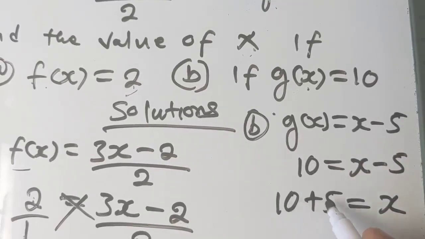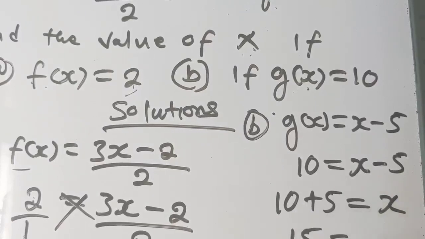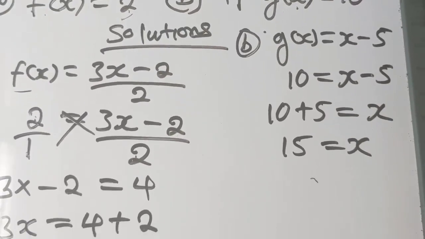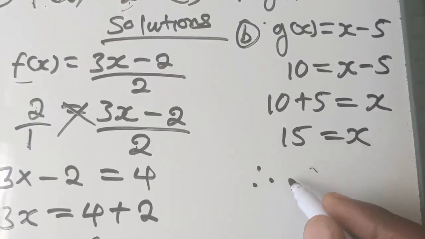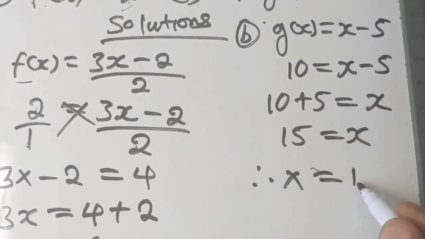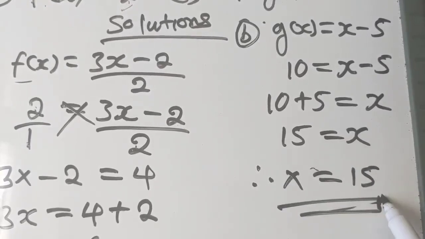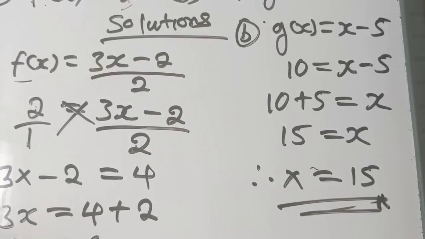So what is 10 plus 5? You find that it is 15, equal to x. Then you say, therefore, x is equal to 15. So that is how you find the value of x. I hope you are getting everything that I'm teaching.